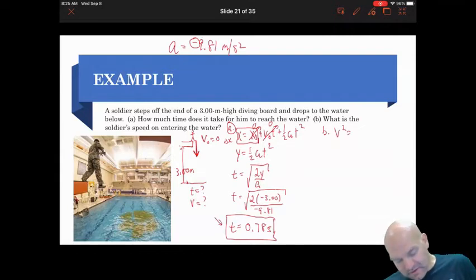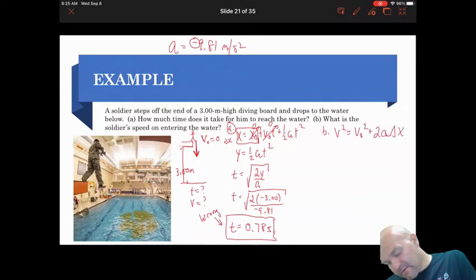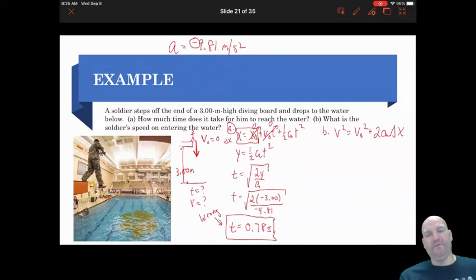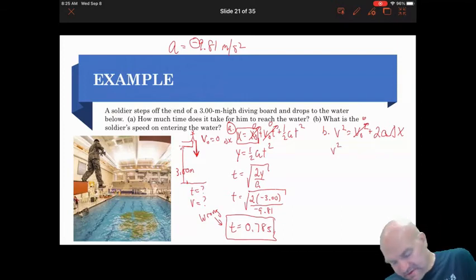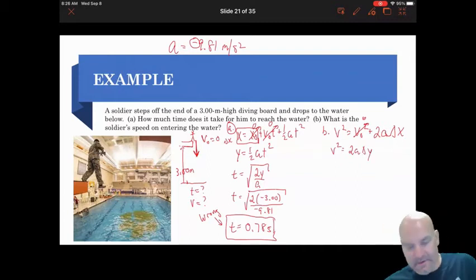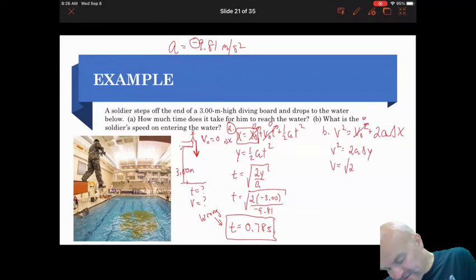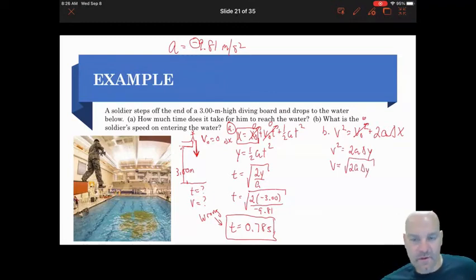Again, my recommendation is assume that this is wrong and find an equation that is missing what we were looking for in part A, which is time. So there's one equation that doesn't have time in it. Again, the initial velocity will be 0. And so we say v squared equals 2a, and now we're going to change that x to a y. And this is the one step that students will forget, is to take the square root of this number.